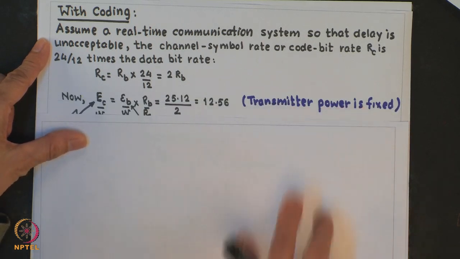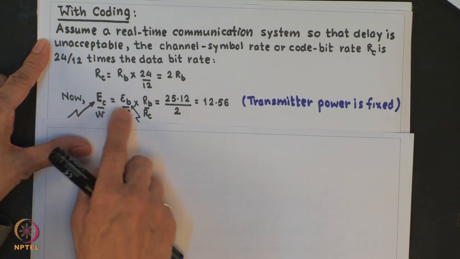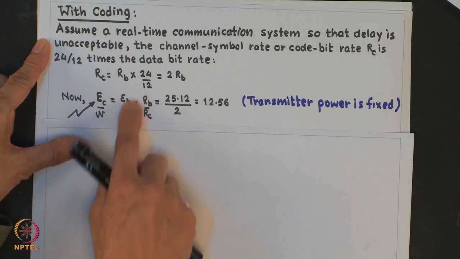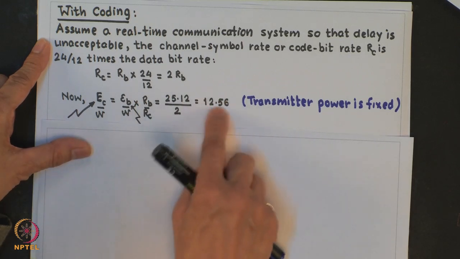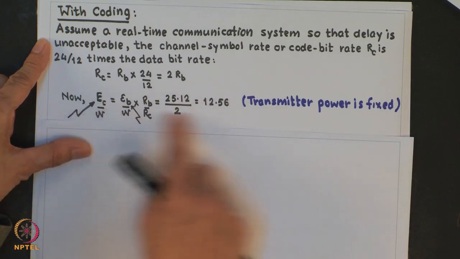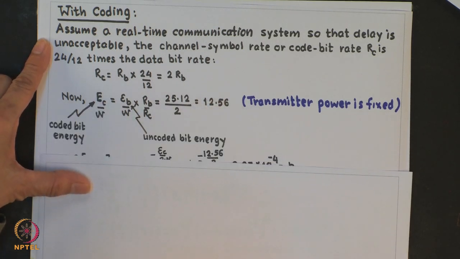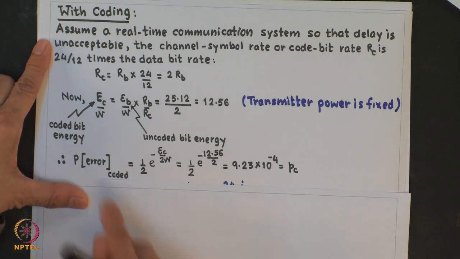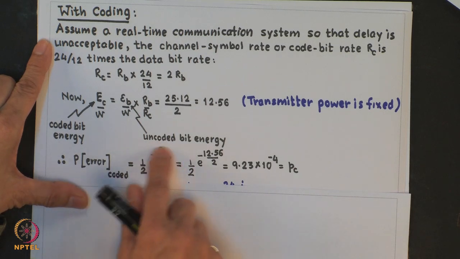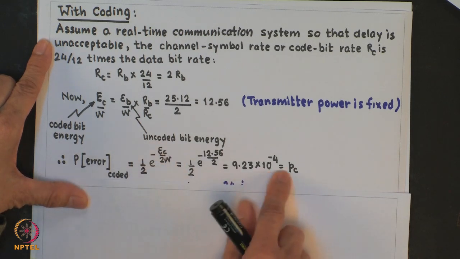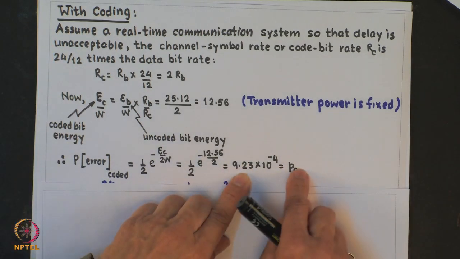Now, we know if the transmit power is fixed, then the relationship between the coded SNR per bit and the uncoded SNR per bit is equal to this quantity. We have seen this earlier. So, this turns out to be 12.56. So, SNR per bit has reduced in the coded case, and now we will compute the probability of symbol error or bit error for the coded case, and we use this formula and we get this quantity.